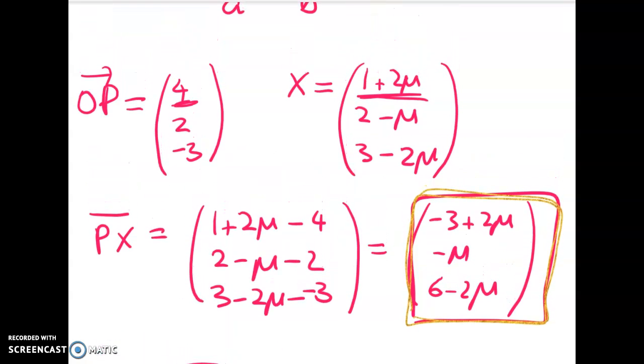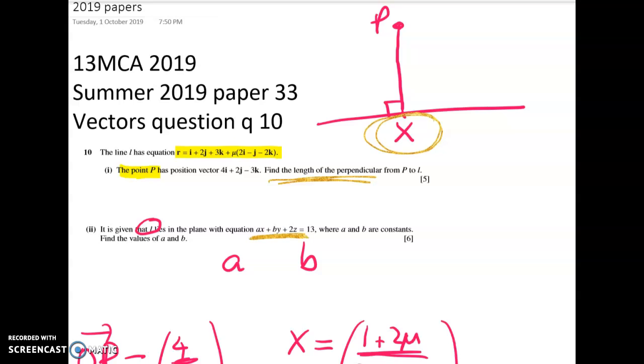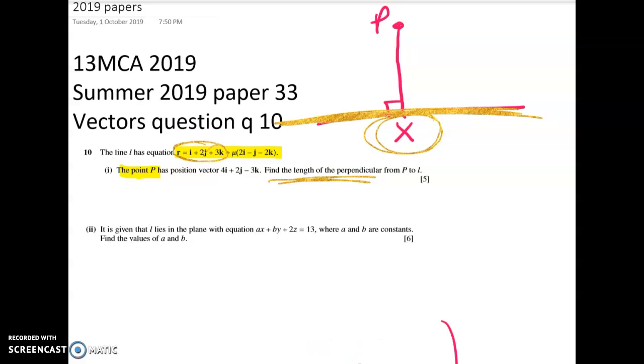Now let's look at that second part and see what we had to do. Well, we're told that line L lies in this plane. So here's line L here, and A and B are constants. Well, we know one point that's in that plane because it's given to us in the vector equation of the line. So if that point lies in the plane, it has to satisfy the equation for the plane. Okay, so (1, 2, 3) is in the plane.